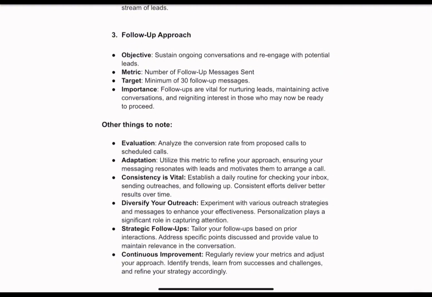And then two is adaptation. So utilize this metric to refine your approach, ensuring your messaging resonates with leads and motivates them to arrange a call.